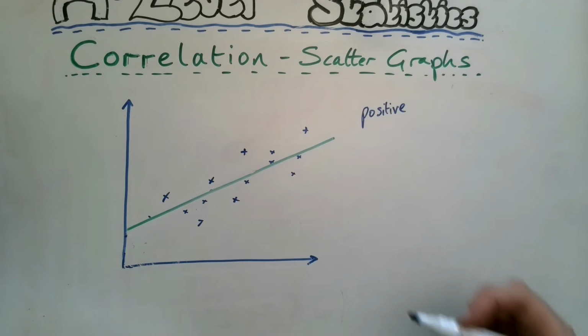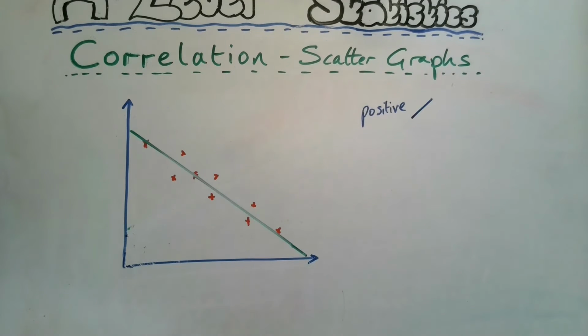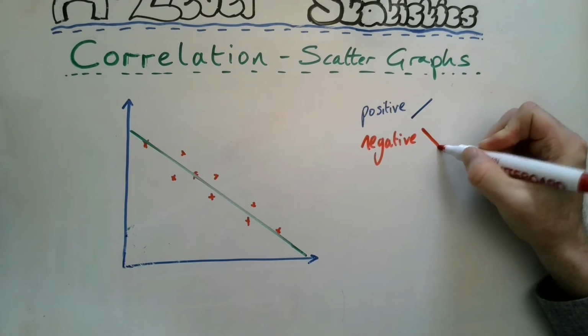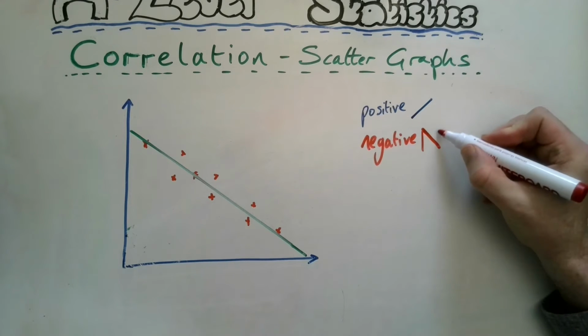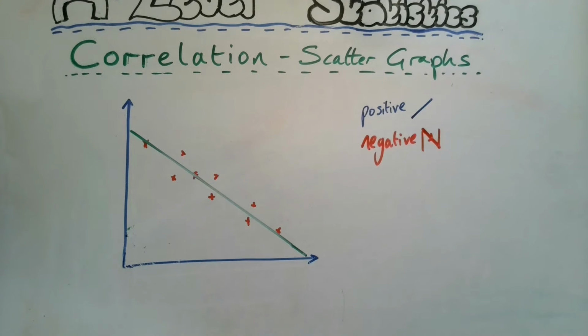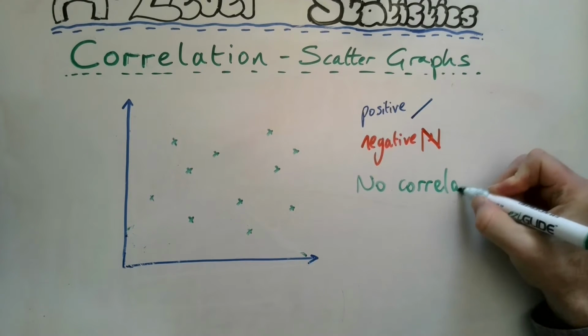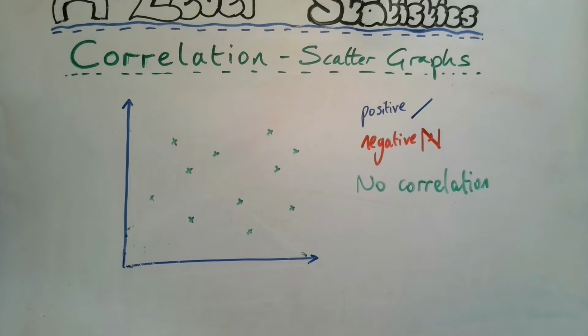So we have strong or weak correlation, and we have positive correlation or negative correlation, which looks like that. And so that's down from left to right, because as one thing gets bigger, the other gets smaller. And it's like being in the middle of a capital N. You couldn't do that with that line. And finally, you'd have no correlation at all, which is simply a scattering of points all over the place. And that's about it for starting off.